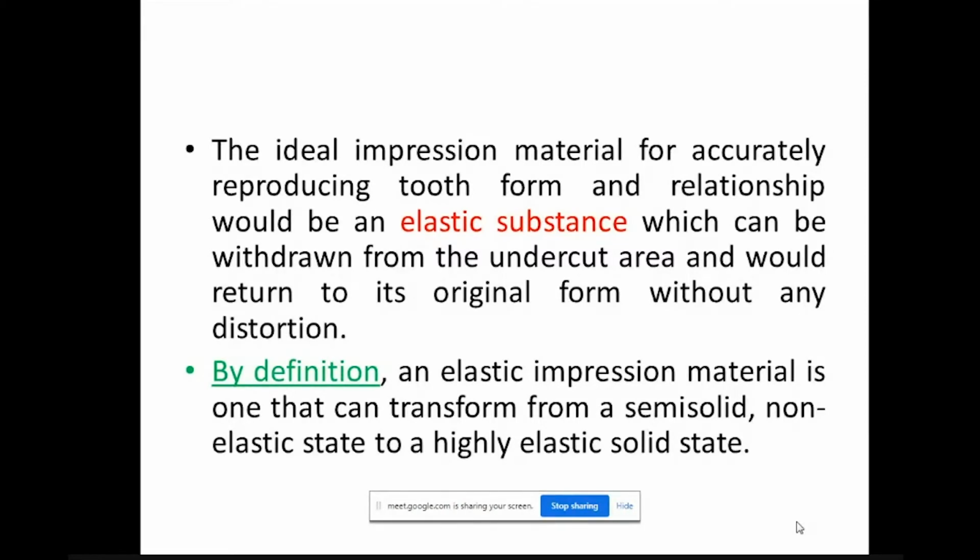By definition, an elastic impression material can transform from a semi-solid, non-elastic state to a highly elastic solid state. What do you mean by solid? In its original form, the elastic impression material is non-solid, while after the reaction, it reaches the solid state.